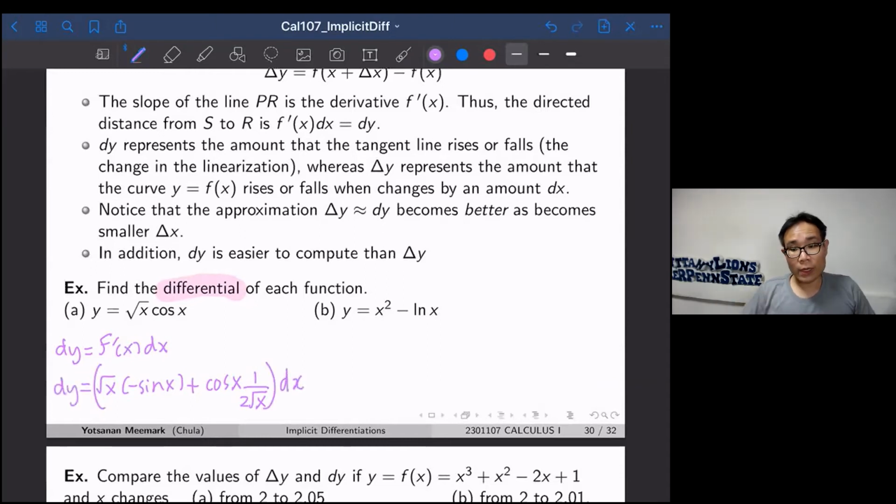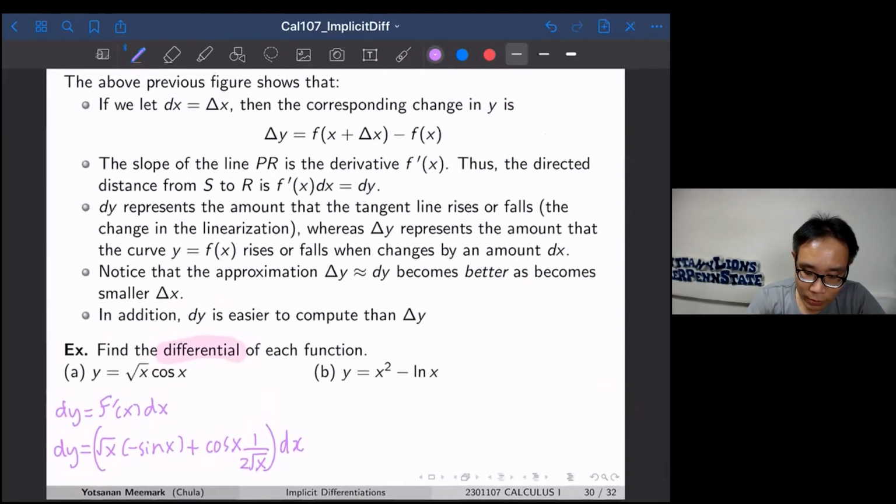So dy will be the notation for the integration as well. This is something we're going to use in the near future about integration. So for dy it turns out to be square root x minus sine x plus cos x times 1 over 2 root x. Let me explain this a little bit.